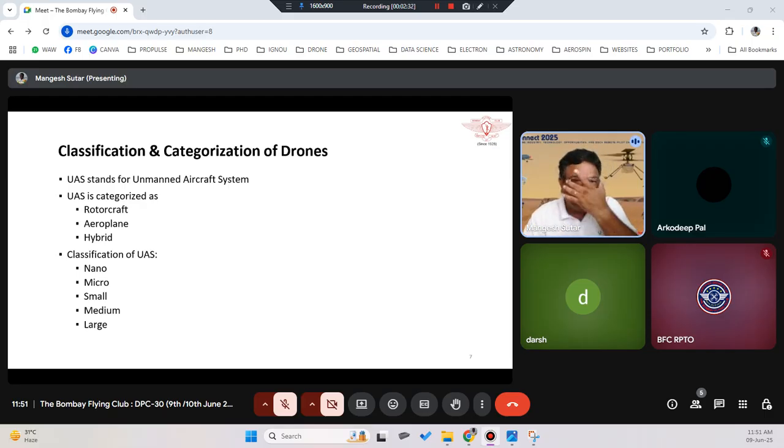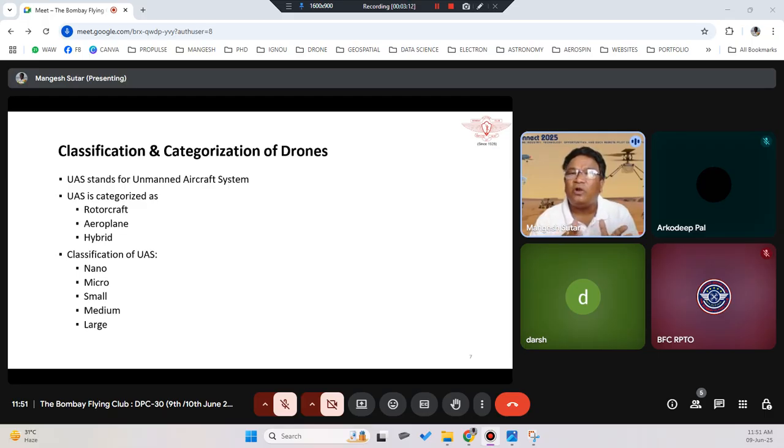Okay, so first let's see what the categorization is. How does it categorize the drones? There are three categories of drones with respect to our Drone Rules 2021. First, UAS. UAS stands for unmanned aircraft system, and when you see UAV, that is unmanned aircraft vehicle. Remember, vehicle means we are only talking about the drone. But when we are talking about system, it means the drone, the remote pilot, the remote control, the ground control station. Anything related to that entire system. Okay, so it is called system.